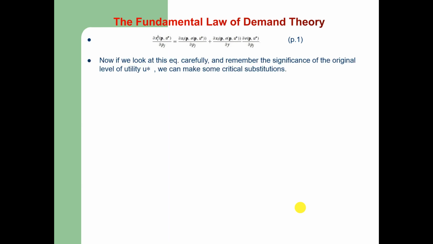So we get this equation, which we call P1: the partial of the Hicksian demand function with respect to Pj is equal to the partial of the Marshallian demand with respect to Pj plus the partial of xi with respect to income times the partial of the expenditure function with respect to Pj. Now, if you look at this equation carefully and remember the significance of the original level of utility U star, we can make some critical observations.